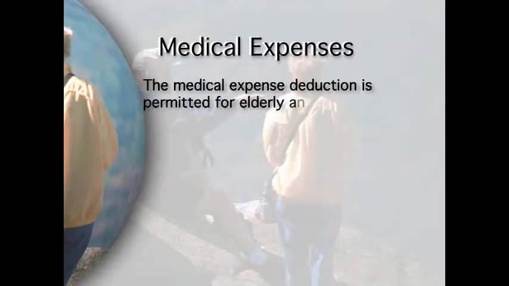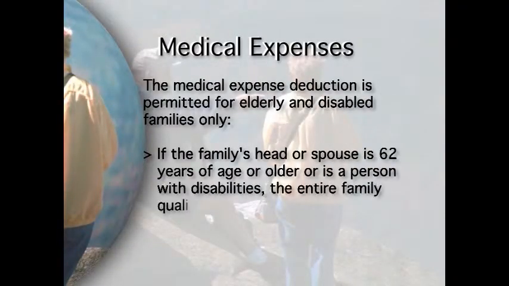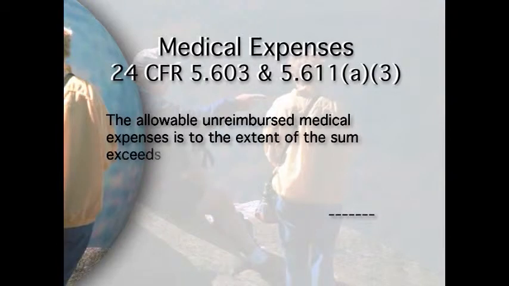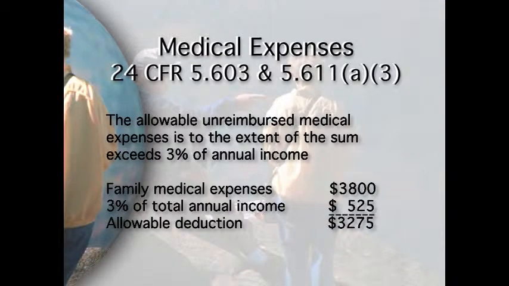Our next deduction is medical expenses. The medical expense deduction is permitted for elderly and disabled families only. If the family's head of household or spouse is 62 years of age or older, or is a person with disabilities, the entire family qualifies for this deduction. Think about this. If the family qualifies for the $400 allowance, they also qualify for medical expenses. The allowable unreimbursed medical expenses is to the extent that the sum exceeds 3% of the annual income.